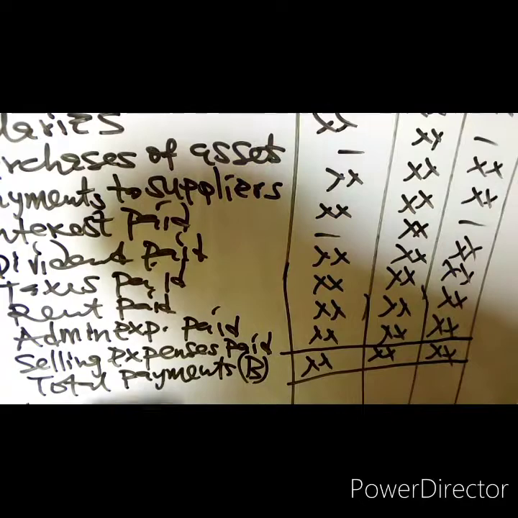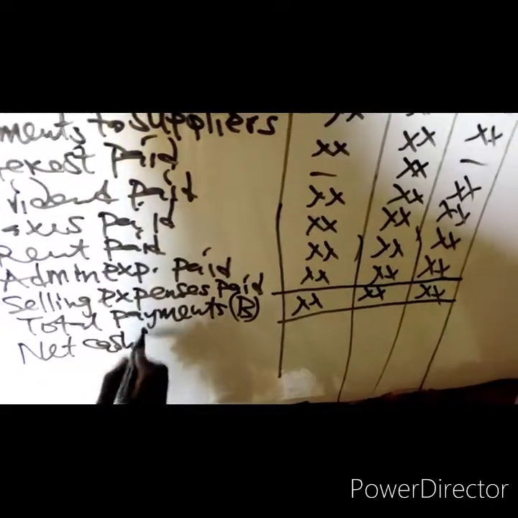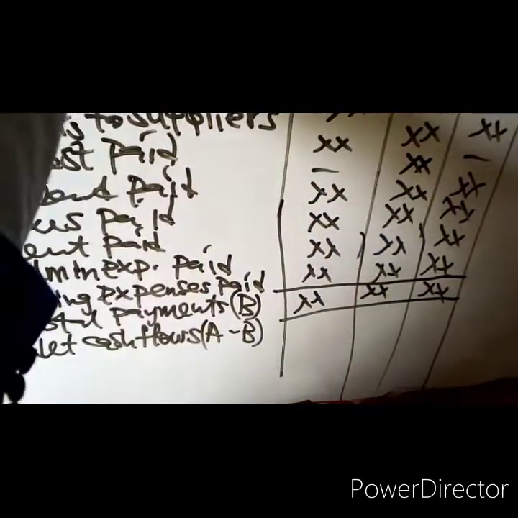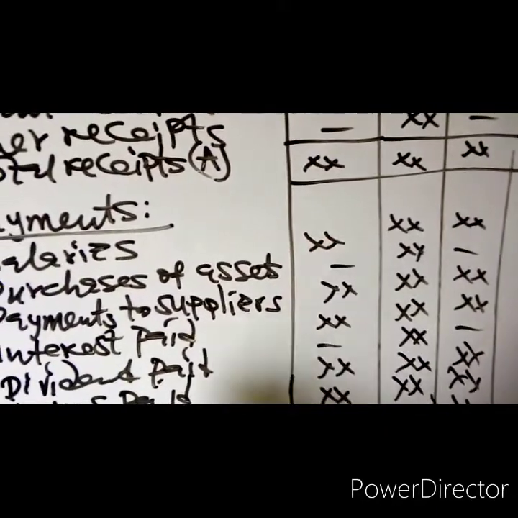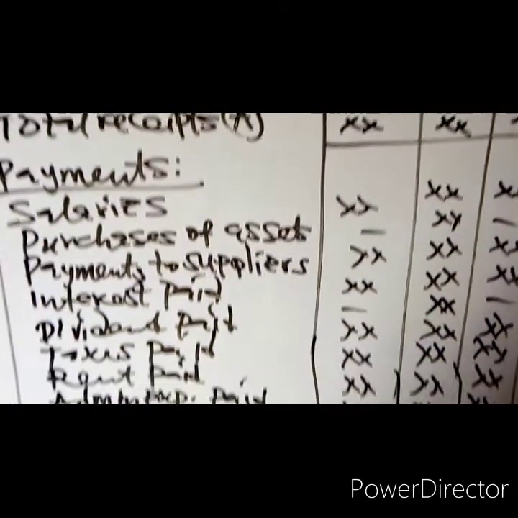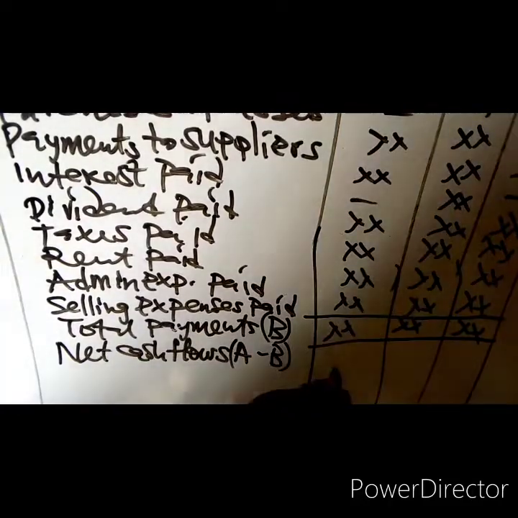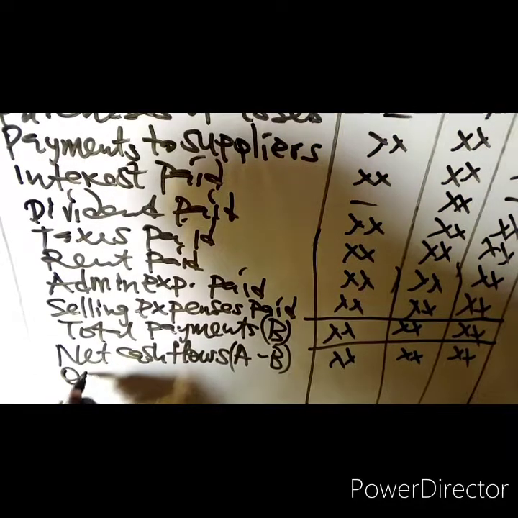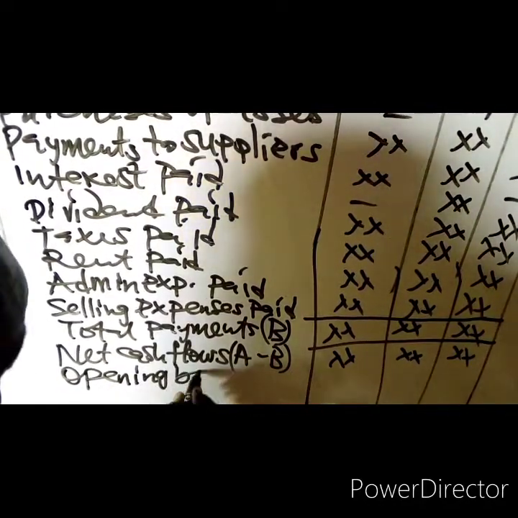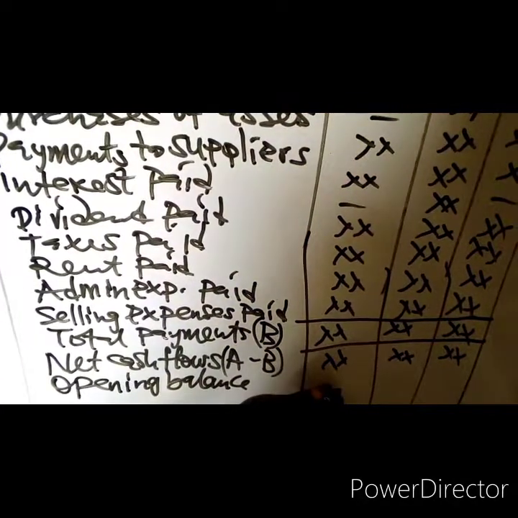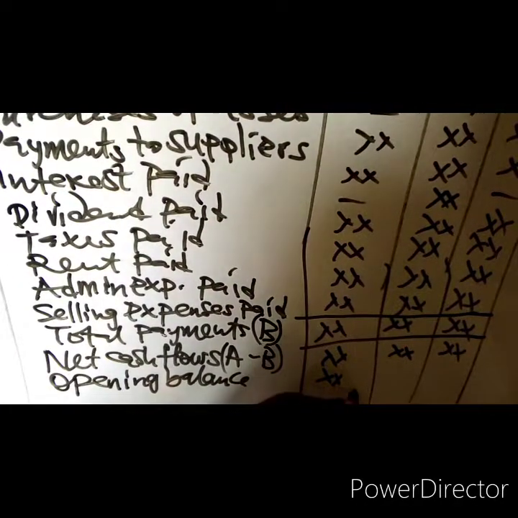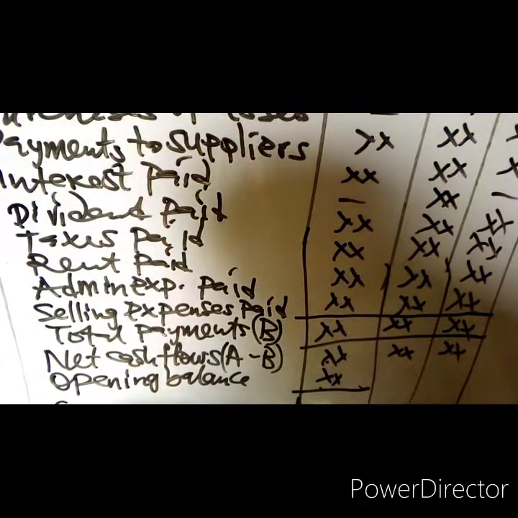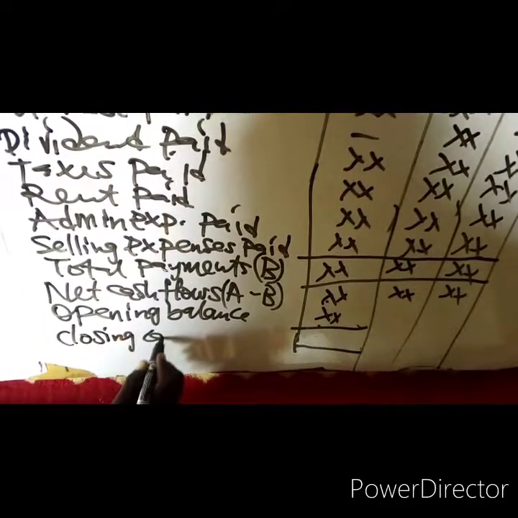After total payments, you have net cash flows. That is A minus B. That is your total receipts minus total payments. That will give us the net cash flows. The opening balance will be given in the question. Opening cash balance. And where it is not given, you put dash. So I'm assuming it is given. When you add the opening balance to the net cash flow, you get your closing cash balance.